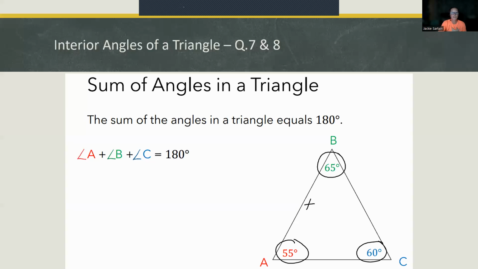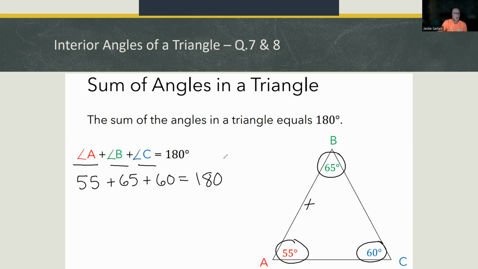And so all you're doing is filling in those bits of information. Whatever value is for A, you're going to plug in, whatever value is for B and whatever value is for C. Add them together, set them equal to 180, and you'll be able to then solve for that variable.